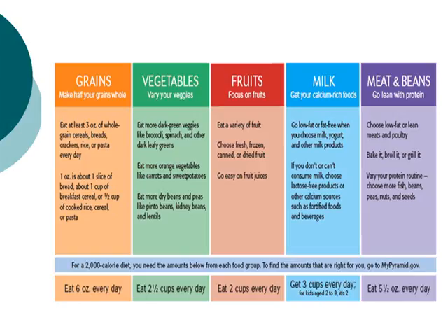With your meat and beans, try to choose low-fat or lean meats and poultry. And bake it, grill it, or broil it. No frying is listed on here.